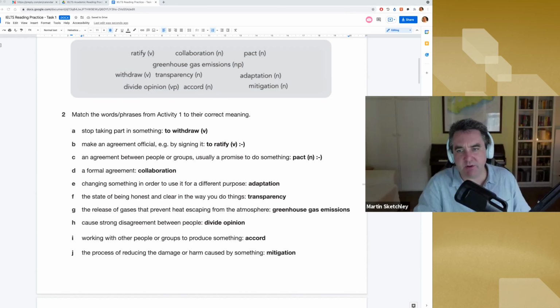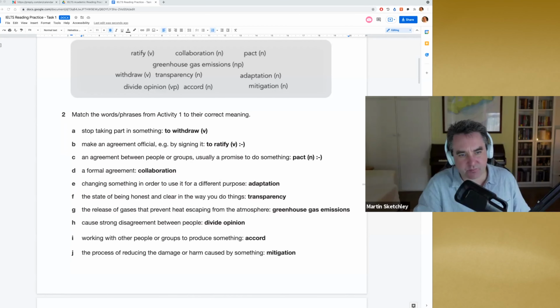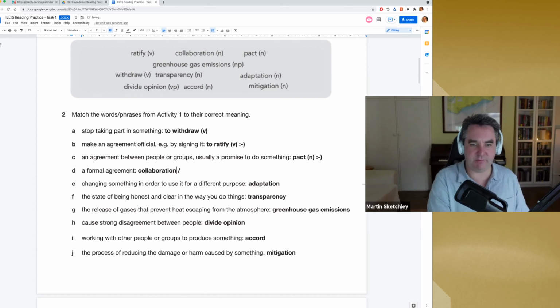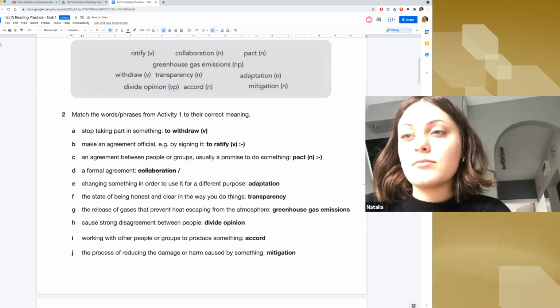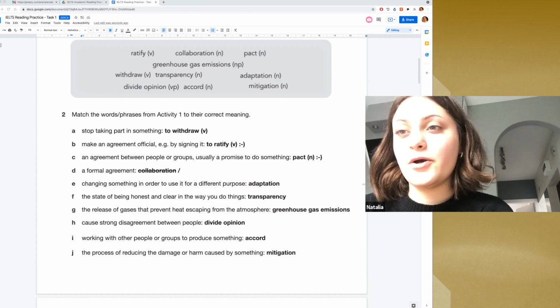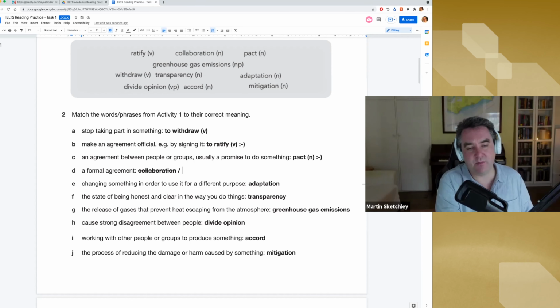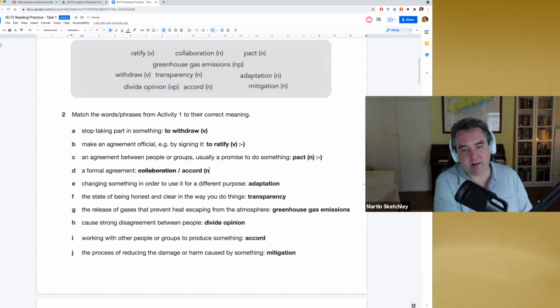A formal agreement, you said collaboration. And let me have a look at this collaboration. No, I think this one is not correct here. Okay, so it's going to be accord. Accord, yeah. So accord as a noun, that would be better, yeah.